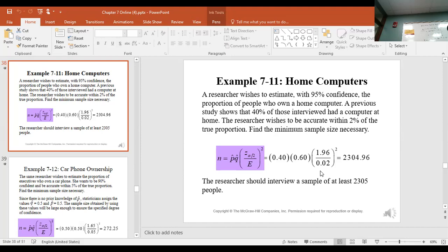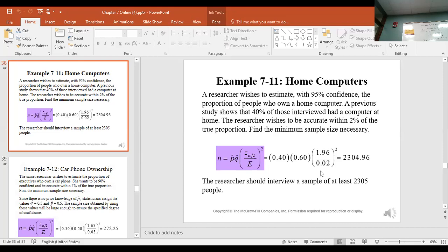Looking at this example, the researcher wishes to estimate with 95% confidence the proportion of people who own a home computer. A previous study shows that 40% of those interviewed had a computer at home. The researcher wishes to be accurate within 2% of the true proportion. Find the minimum sample size.